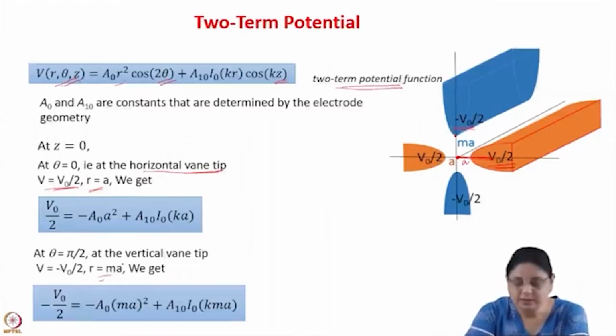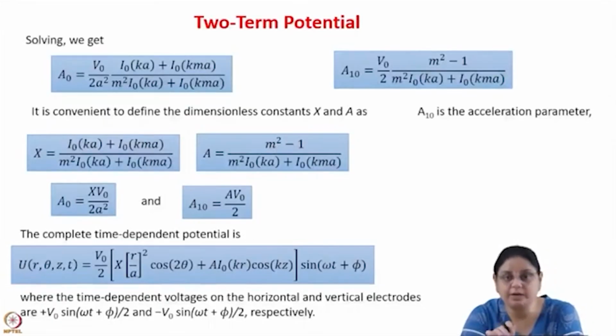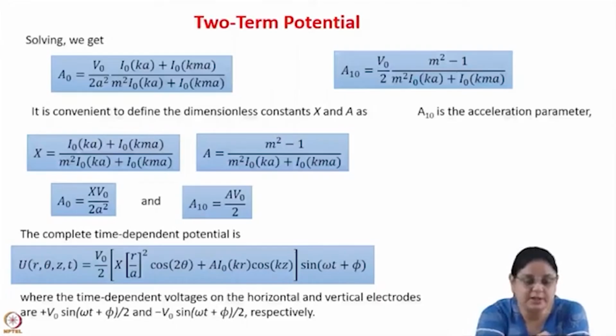And here R is equal to MA. So when the horizontal vane is close to the axis, the vertical vane is away from the axis. So we get minus V0 by 2 is equal to minus A0 MA square plus A10 I0 KMA. So from here we can solve these two equations and find out the values of the two constants A0 and A10.